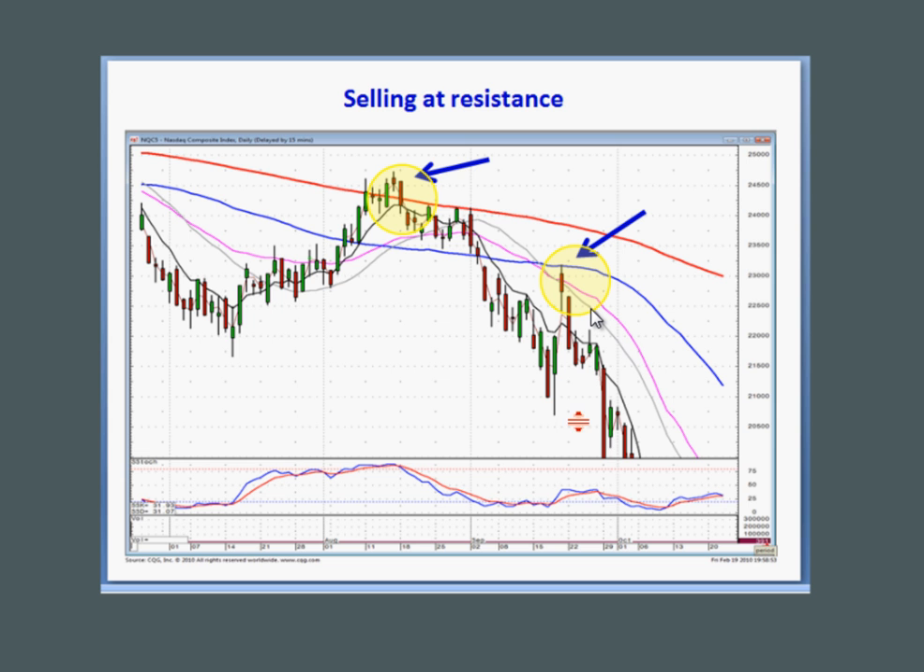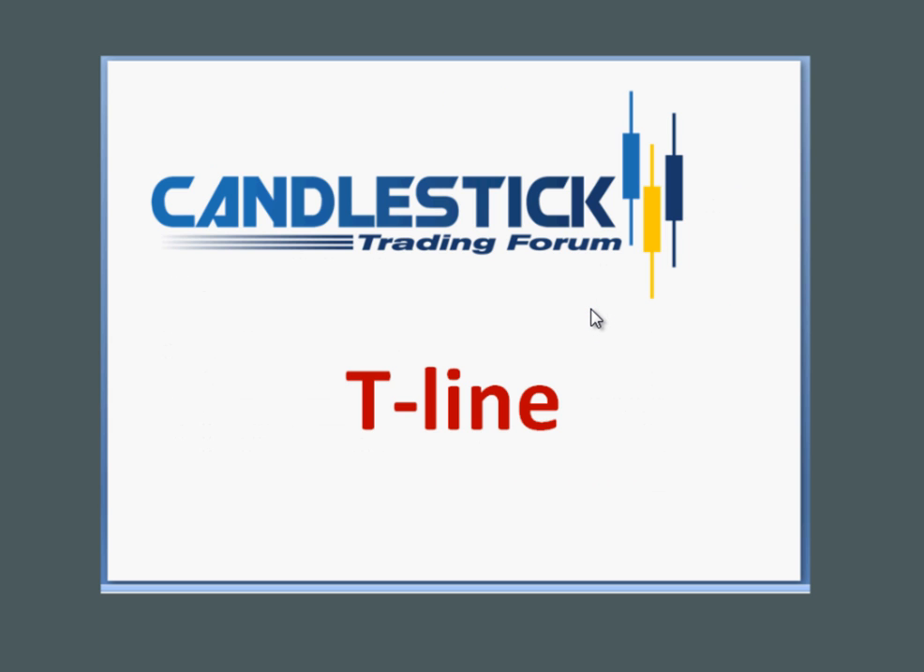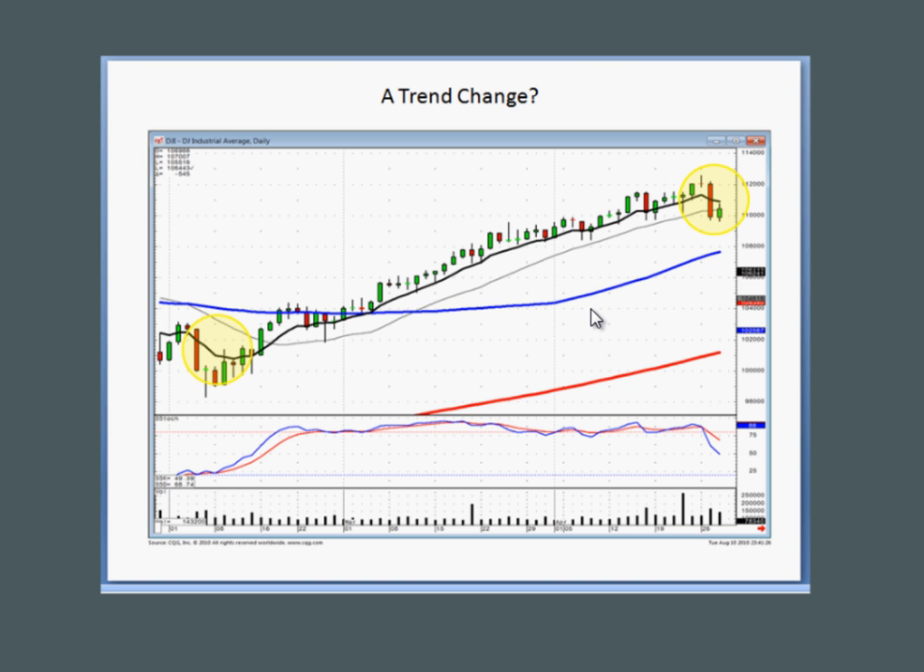Now, the most important of our moving averages is the T-line, the 8 exponential moving average. And this has a completely different perspective as far as support and resistance. Very simple. If you see a candlestick buy signal and a close above the T-line, you can stay long until you see that candlestick sell signal and a close below the T-line.